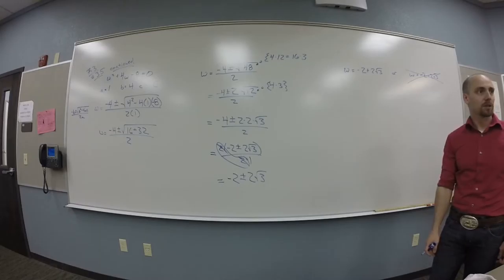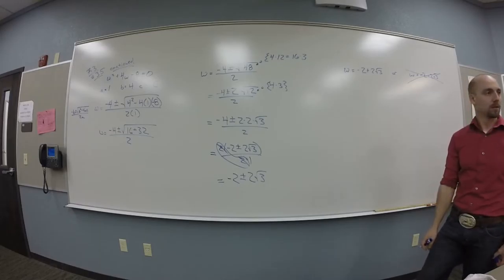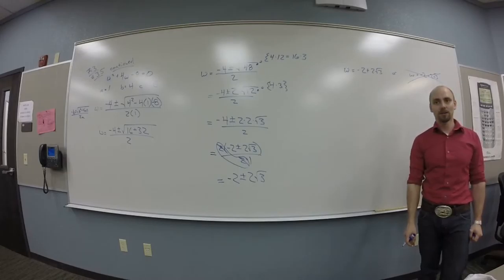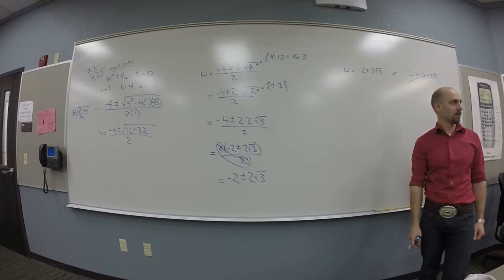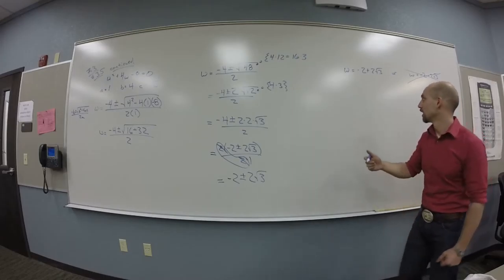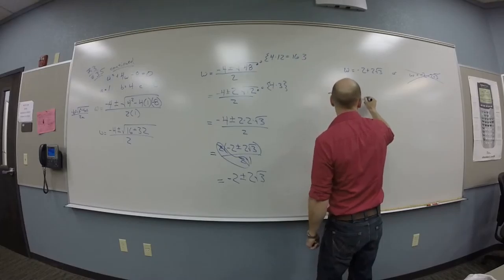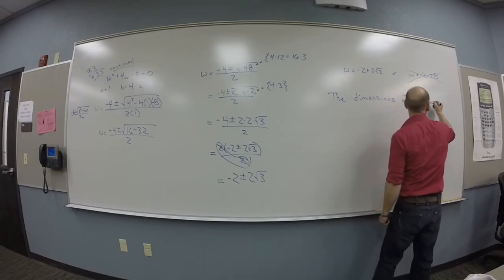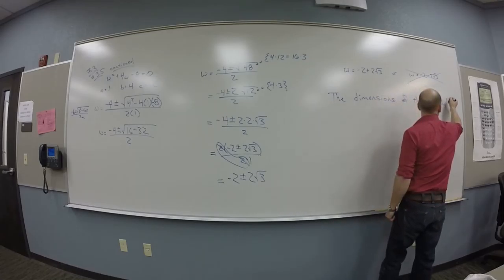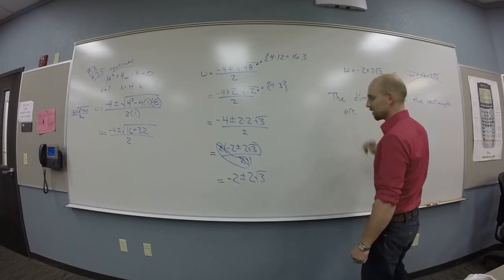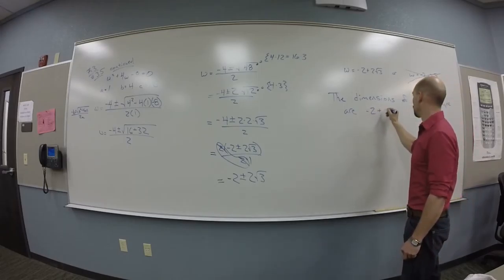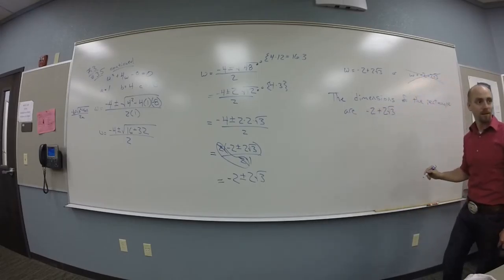Write a sentence like a person. So what's my sentence? What was the question? Find the dimensions of the area. Find the dimensions when the area is A, right? So what are the dimensions of my rectangle? Okay, good start. The dimensions of the rectangle are? Well, the width is? Negative 2 plus 2 root 3, right? And the length would be?